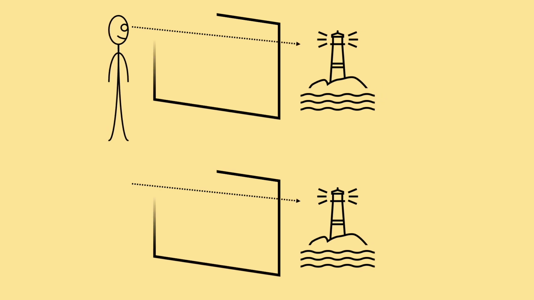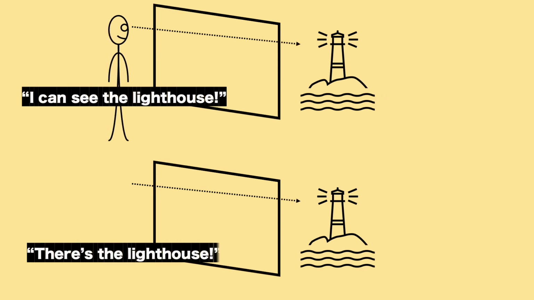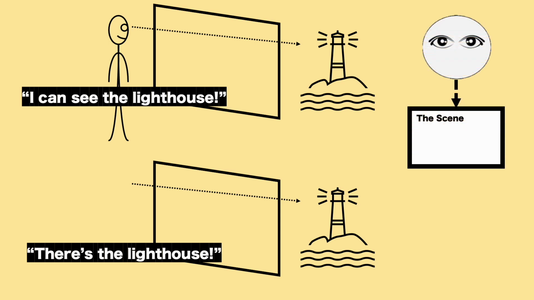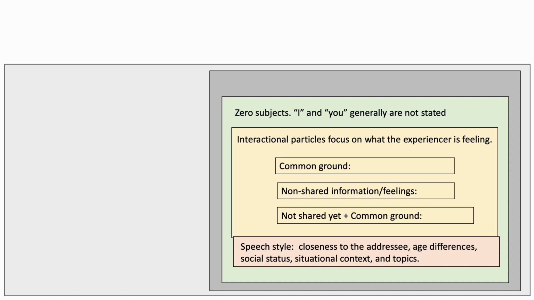So far, we've learned that similar situations can be expressed in different ways that are associated with different perspectives. The picture above shows, "I can see the lighthouse," and the picture below shows, "There is a lighthouse." So which one is objective construal and which one is subjective construal? From what we've learned, we can see that the picture above represents objective construal, while the picture below represents subjective construal. Now let's summarize what we've learned in this video.